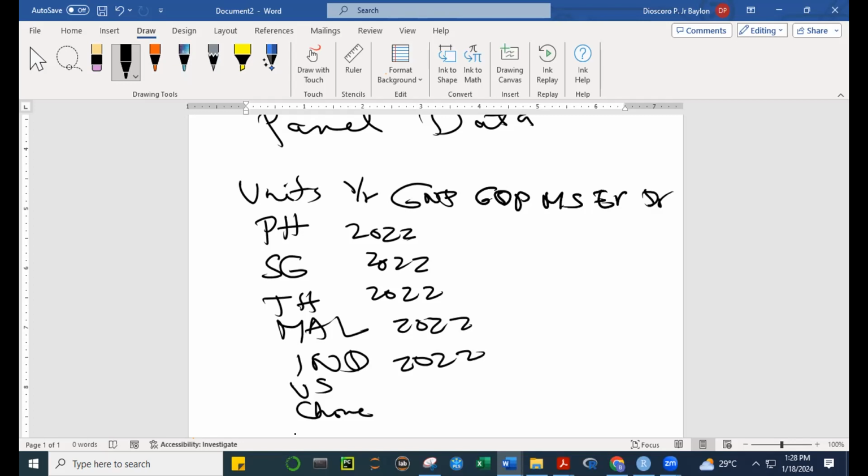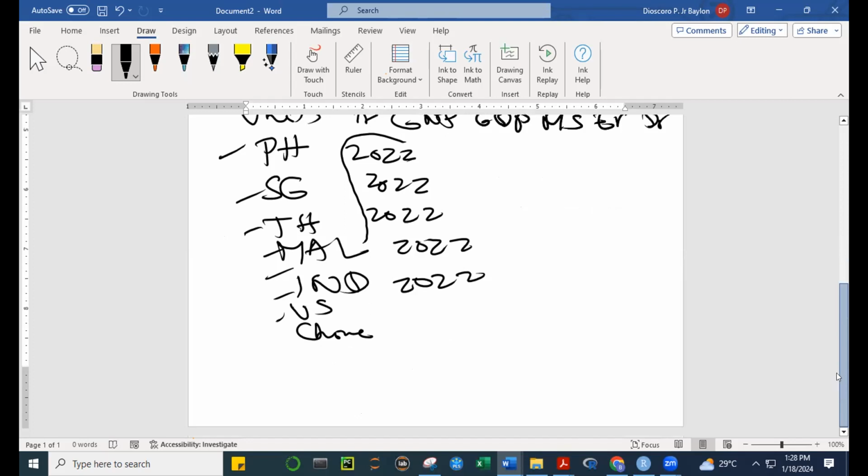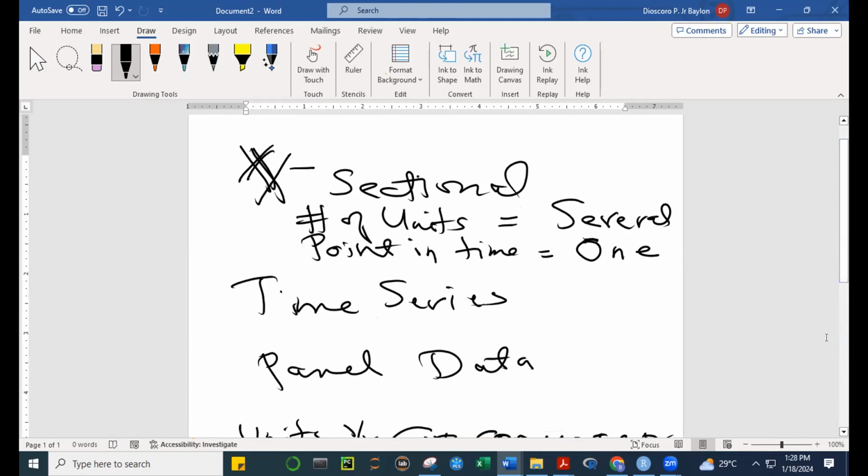Bakit? Kasi you have several units. Ito yung mga units natin. So you're focusing on these individuals, Philippines, Singapore, Thailand, and you're getting the GNP, GDP, etc. However, it's only one point in time, 2022 lang. So that's cross-sectional data. On the other hand, a time series data, class, sa number of units, ito equal to 1.